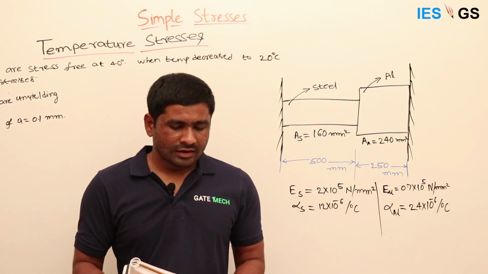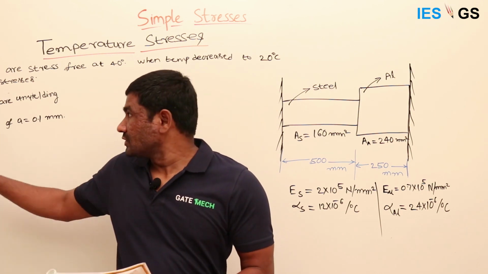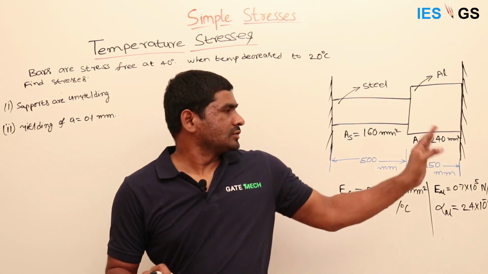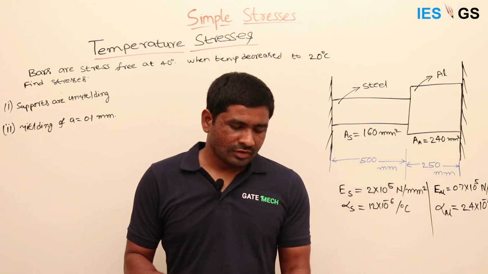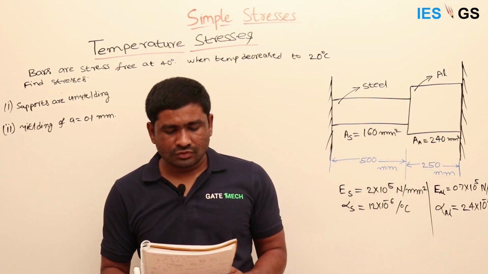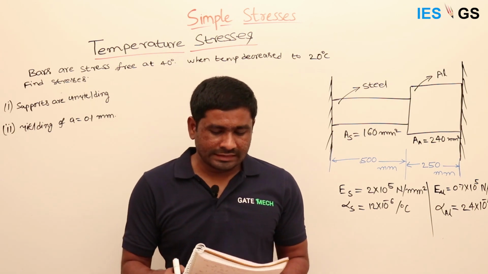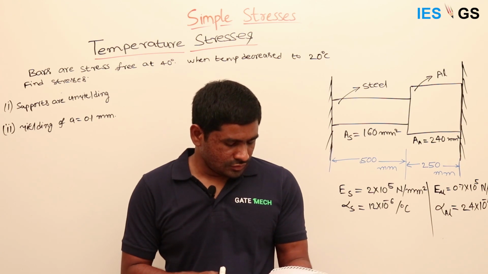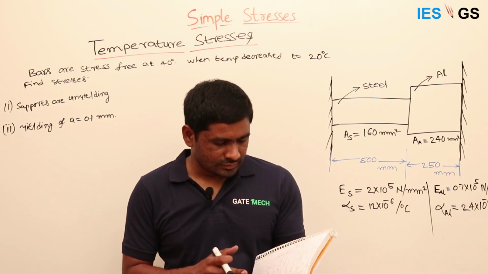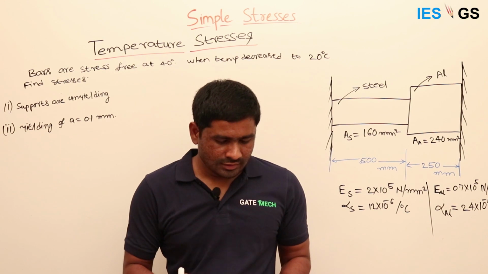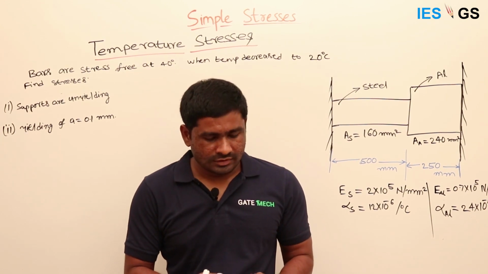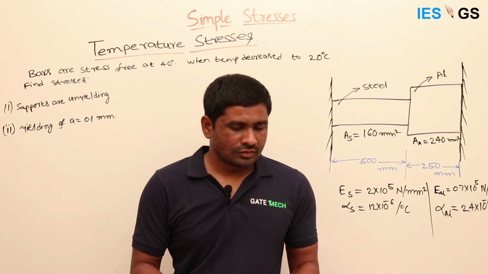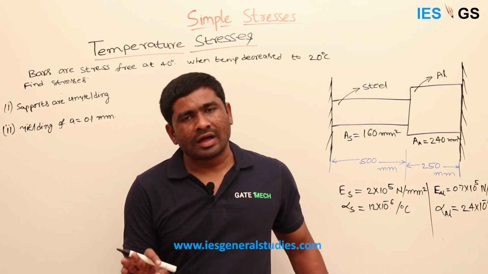And there are two conditions. The first one is supports are unyielding, that means there is no gap. Both are fixed like that. And the second is when the supports are not fixed, but there is a yielding of 0.1 mm. In these two cases we need to find out this. This is a little bit difficult problem, in the sense that it is a mix of all the cases. So if you understand this, then no need to do other problems.